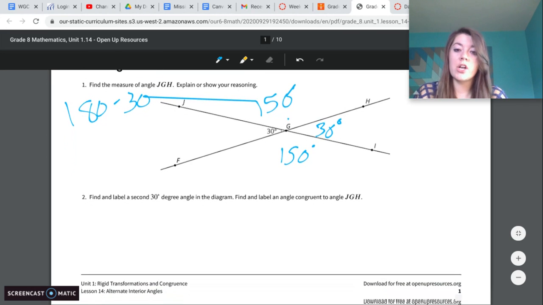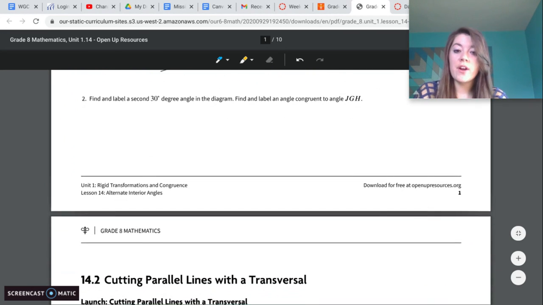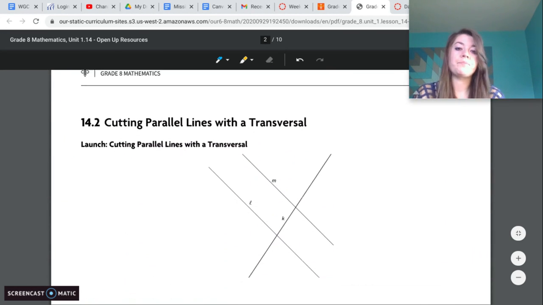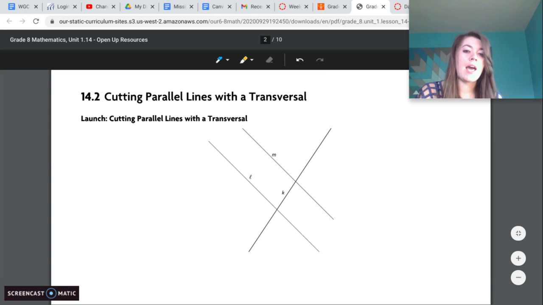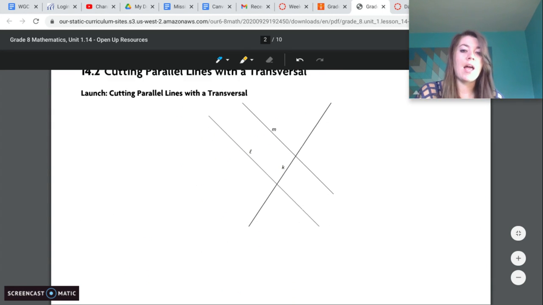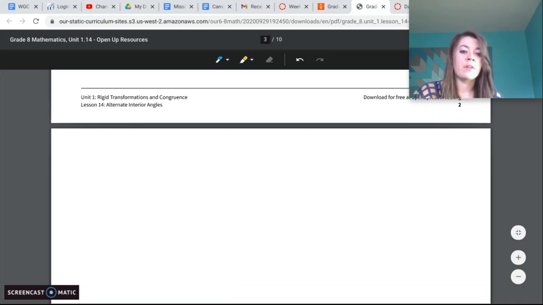So remember our vertical angles. They're across from each other and they are always congruent. All right, the next thing we're going to look at is cutting parallel lines with a transversal.